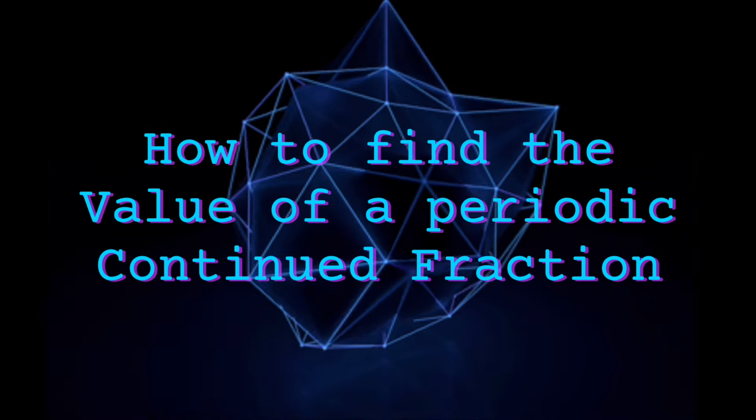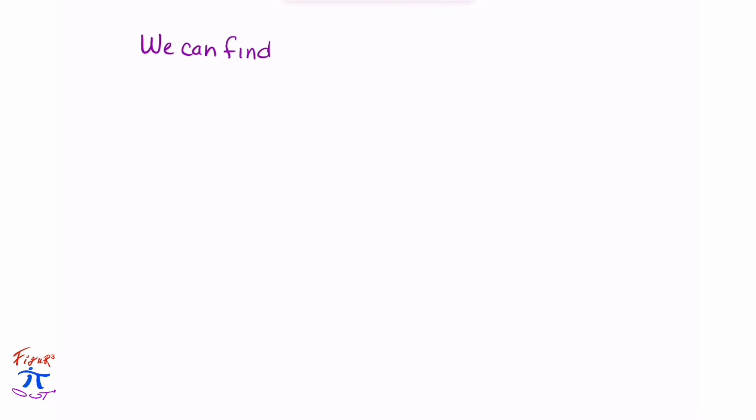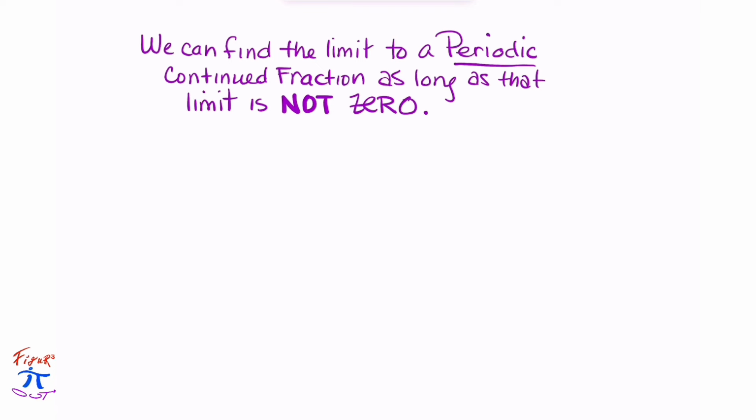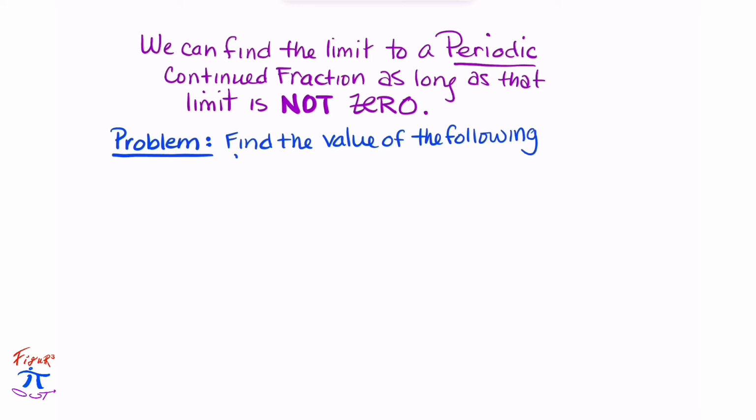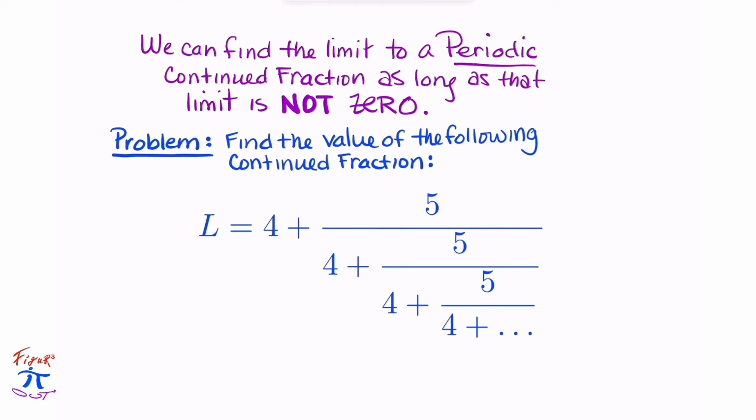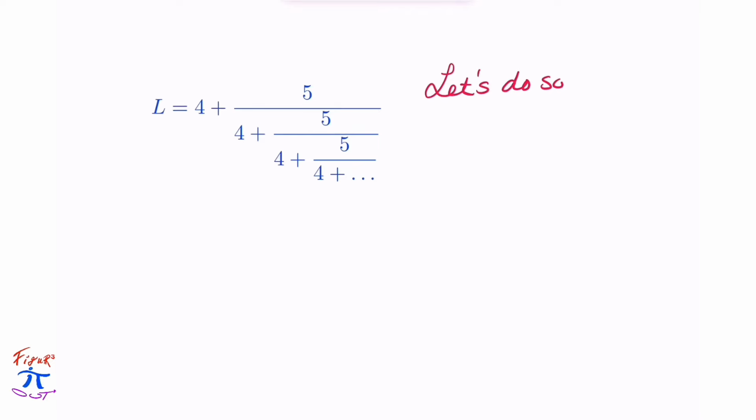Next, how to find the value of a periodic continued fraction. We can always find the limit to a periodic continued fraction, provided one thing: provided that that limit is not equal to 0. We'll see why in a moment. So here's a problem. Can you find the value of this continued fraction? It starts with 4 plus 5 over 4 plus 5 over 4 plus 5 over 4 ad nauseum. Let's call this limit L. Pause the video now to see if you can find the value.